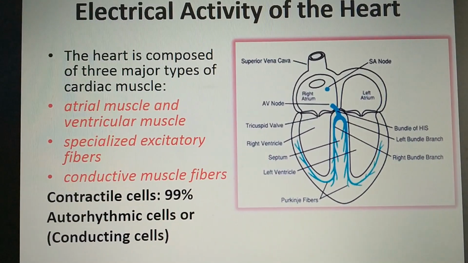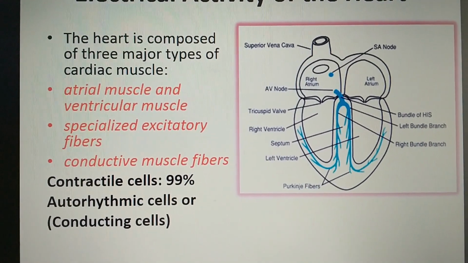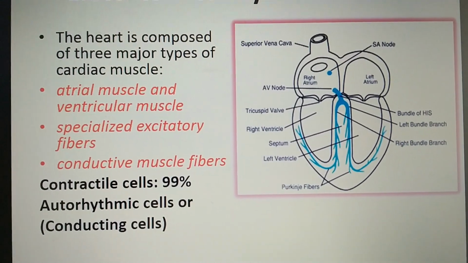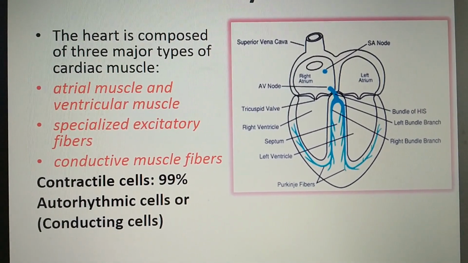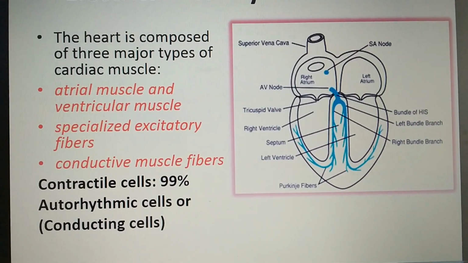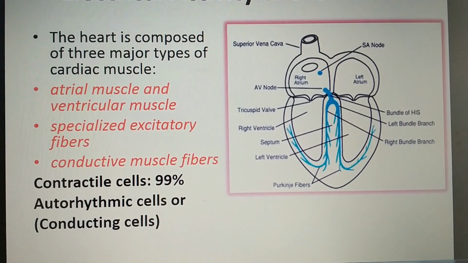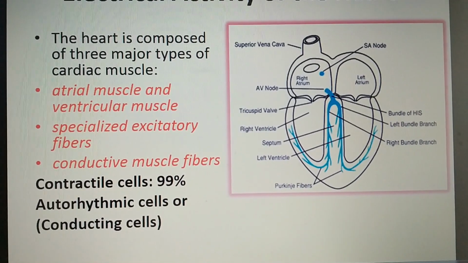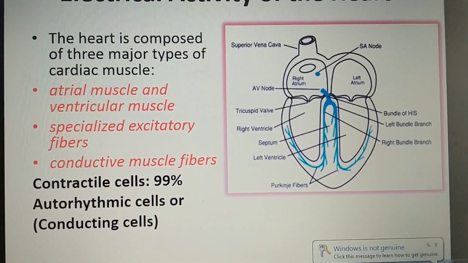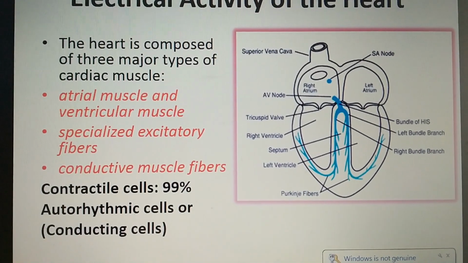Let's have a look at this here. It has been said that the heart is composed of three major types of cardiac muscle. The atrial and ventricular muscle forms one unit, that is one type. Then there is another type, which can be put together as the specialized excitatory fibers and conductive muscle fibers, though they are separated to be shown here as three different structures.